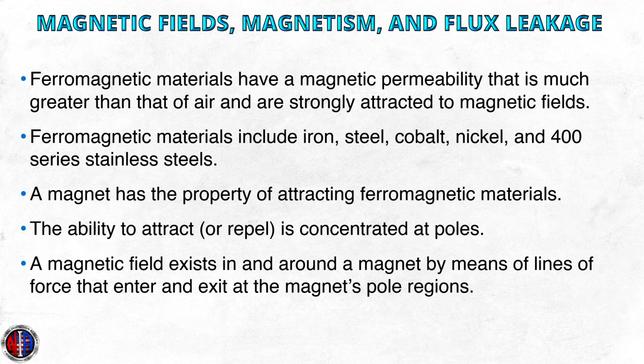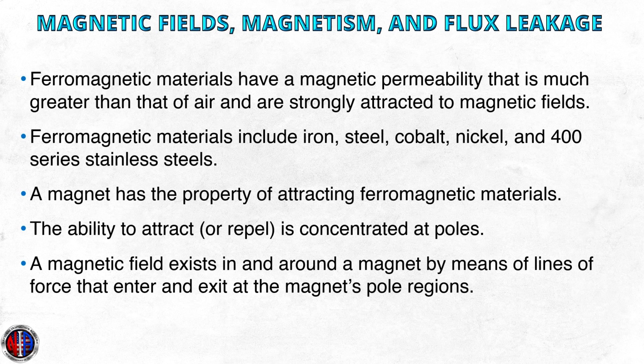Magnetic fields, magnetism, and flux leakage. The MFL and MT methods share many of the same principles and properties for inspecting ferromagnetic materials. Ferromagnetic materials have a magnetic permeability that is much greater than that of air and are strongly attracted to magnetic fields. Ferromagnetic materials include iron, steel, cobalt, nickel, and 400 series stainless steels.